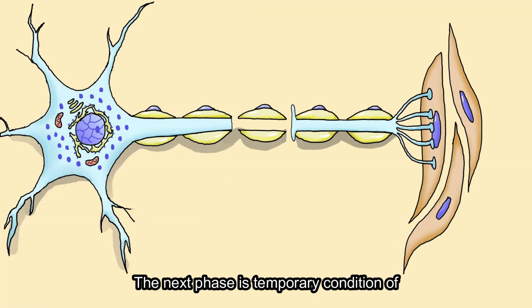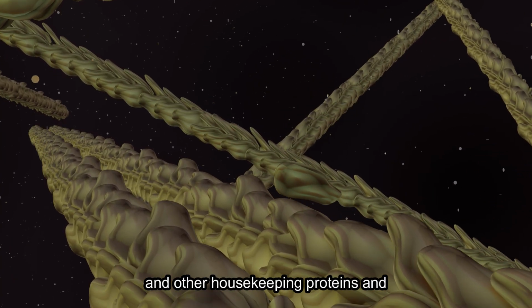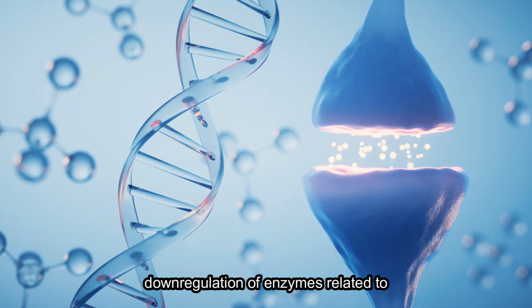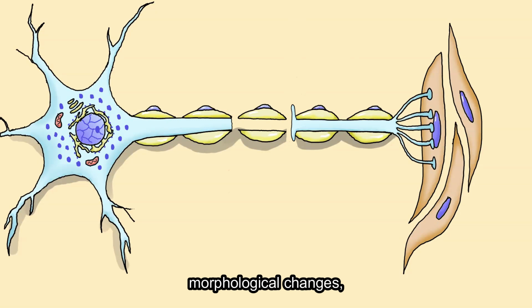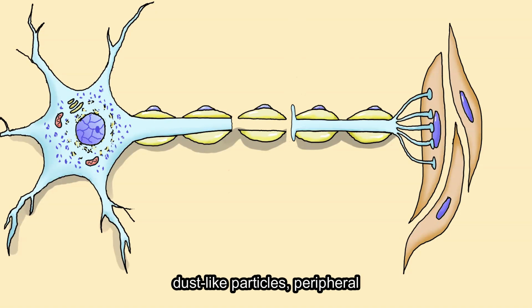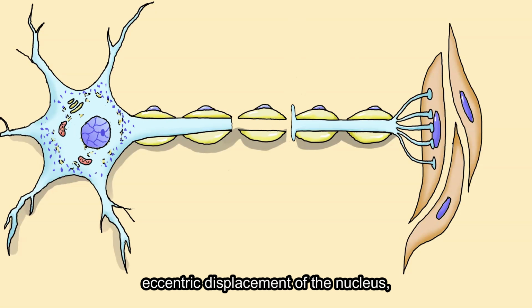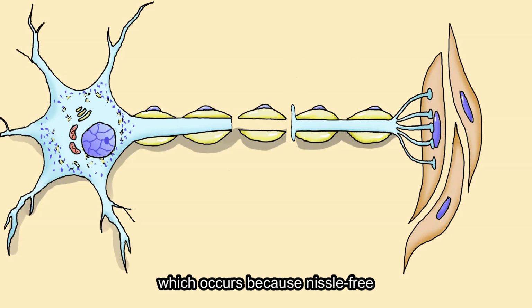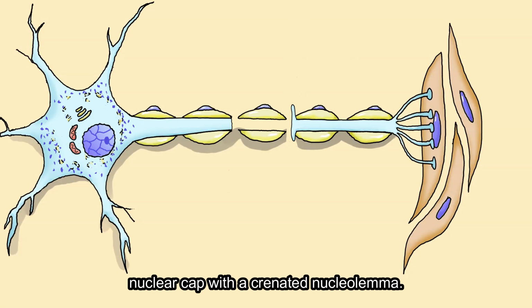The next phase is a temporary condition of regeneration in response to a harmful stimulus, with an increase in the synthesis of cytoskeletal and other housekeeping proteins and downregulation of enzymes related to neurotransmitters. The cell body undergoes characteristic morphological changes known as chromatolysis, which include disintegration of Nissl substance into dust-like particles, peripheral condensation of the remaining basophilic substance, and eccentric displacement of the nucleus, which occurs because Nissl-free cytoskeletal components are stockpiled, not because of apoptosis. Then there's formation of a basophilic nuclear cap with a crenated nuclear lemma.